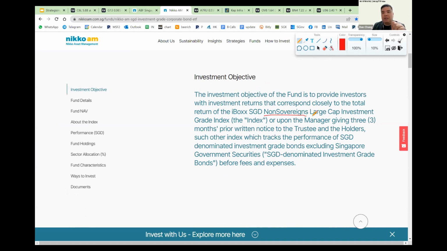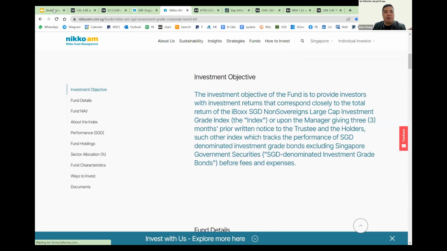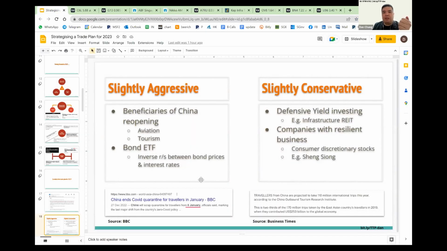But they are large cap, meaning large market cap, so they are all very big companies, and investment grade, as I mentioned just now. These are the bonds whose investment return this ETF seeks to track. So these two bond ETFs are something that you want to consider as well if you are looking at a bond ETF.